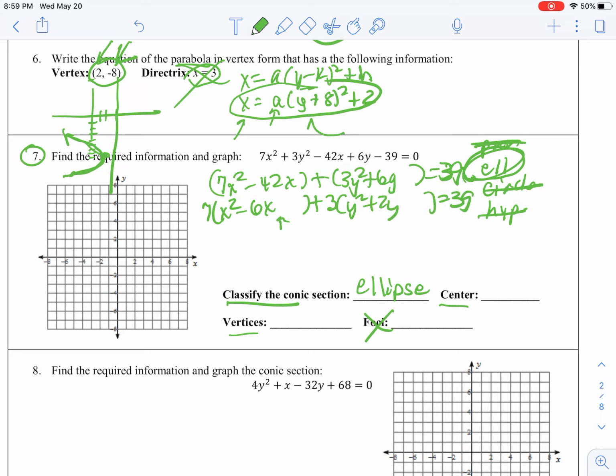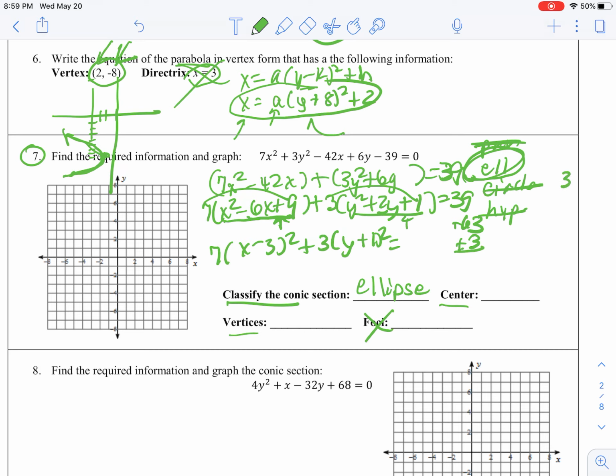And I've left some space to add something in, in which case I'll need to add it to both sides. Half of 6 is 3, squared is 9, so I add 63 since I added it to this side. Half of 2 is 1, squared is 1, so I'm going to add a 3 to this side. So I have 7 times x minus 3 squared, plus 3 times y plus 1 times y plus 1, equals 39 and 63 and 3.